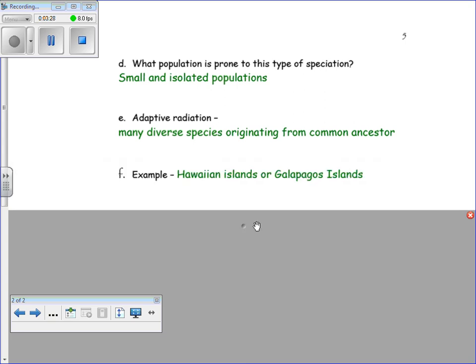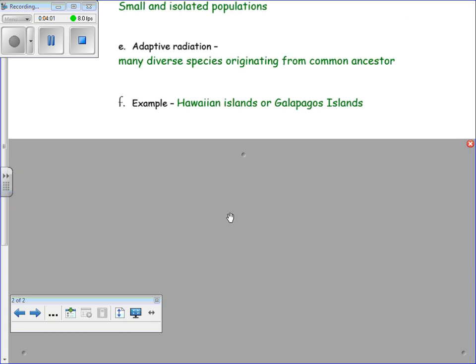The Hawaiian Islands and the Galapagos Islands are two examples of island biogeography where the common ancestor originated from the mainland and made new roots, per se, in these island communities. Once the environment proved to be very different, certain traits and certain mutations became beneficial on that island when they weren't so beneficial on the mainland. The Hawaiian Islands and the Galapagos Islands are really good examples of that.